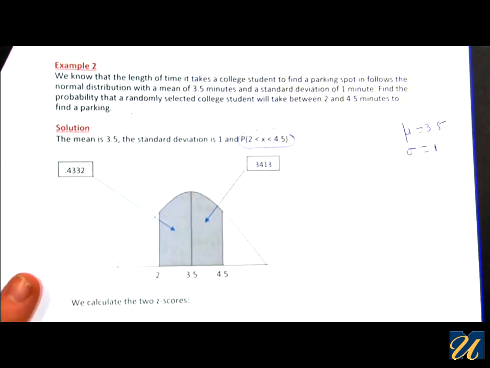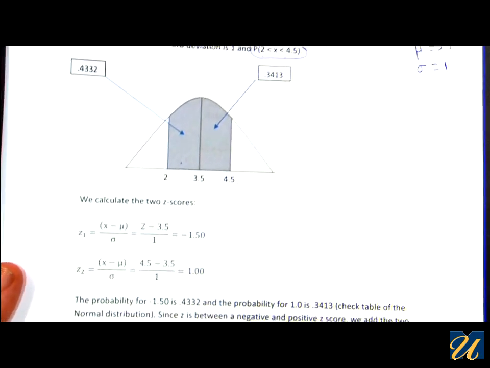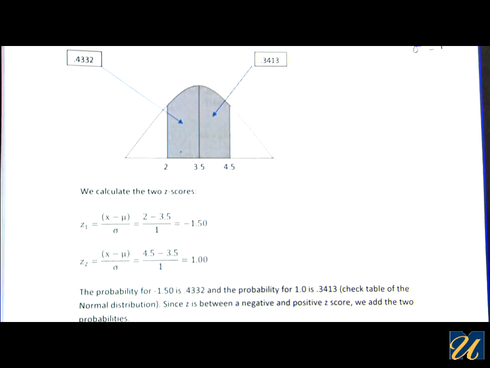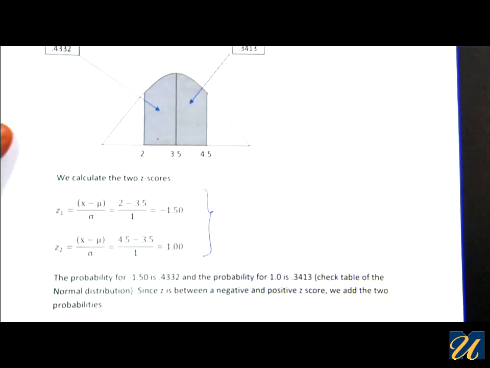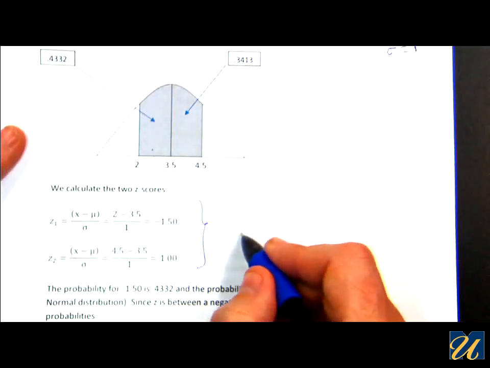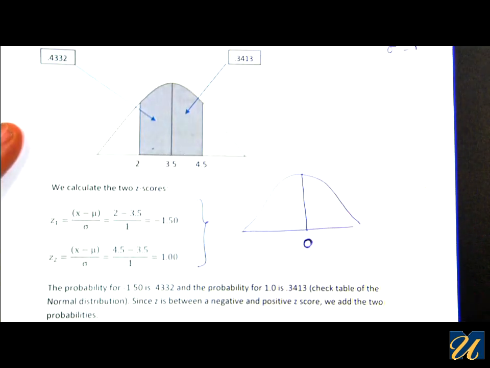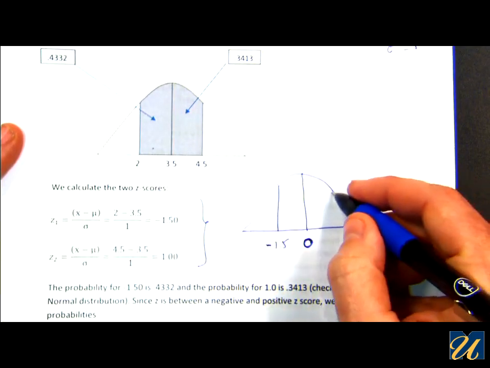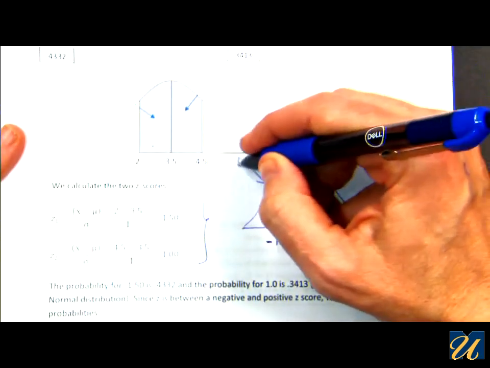I have two values. I will need to calculate two z-scores. One z-score for 2 and another z-score for 4.5. We do our calculations and we get negative 1.5 and 1. By doing these calculations, I just want to show you something. Basically, you're turning this normal distribution into a standard normal distribution with mu equal to 0, with z-scores of negative 1.5 and 1. And I'm looking for this area. These two things are the same.